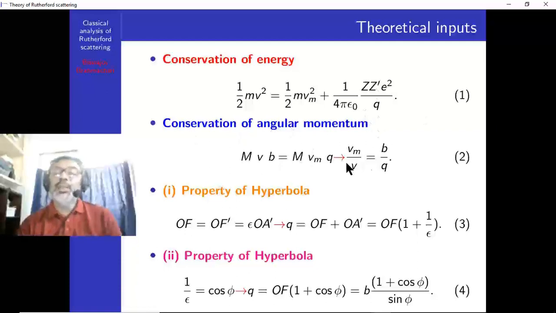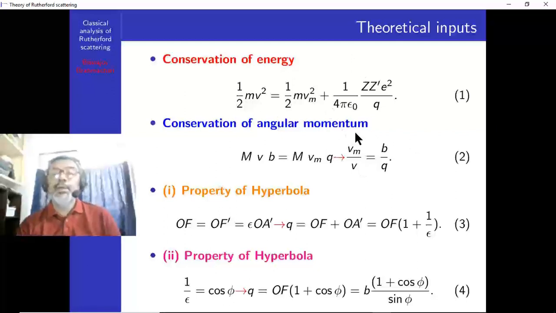The second equation is the conservation of angular momentum. So mv is the momentum, b is the impact parameter, and when the alpha particle has reached the point of closest approach, then this is the momentum m Vm, multiplied by the distance of closest approach. So that is the angular momentum at the point of closest approach. These two angular momenta must be equal, because the alpha particle is conserving angular momentum as it is passing through the hyperbolic orbit. So this gives the relation Vm by V, and also from equation 1 we get the relation between Vm square by V square.